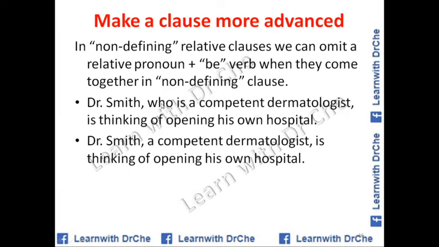And now look, this is a relative pronoun. Who is the relative pronoun, and is is the verb in be form. Who is a competent. Now this is a non-defining relative clause, and we can omit part of this to make it more advanced. Dr. Smith, a competent dermatologist, is thinking of opening his own hospital. So we have removed who, the relative pronoun, and we have removed the be verb. We have removed both of them and now this is an advanced sentence. Dr. Smith, a competent dermatologist, is thinking of opening his own hospital.